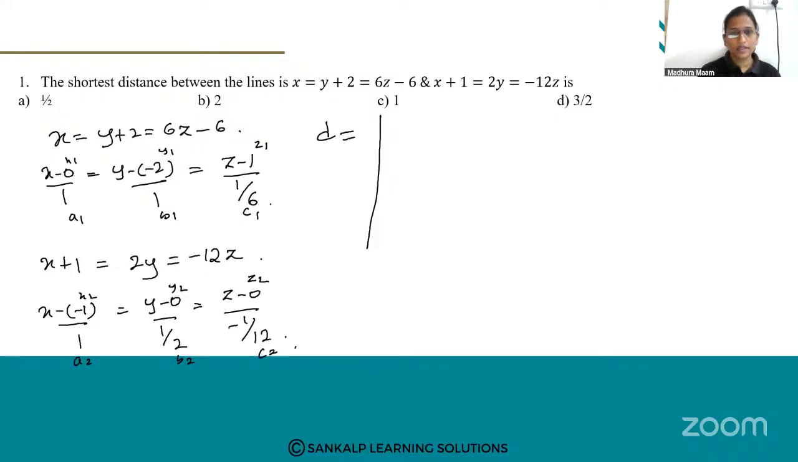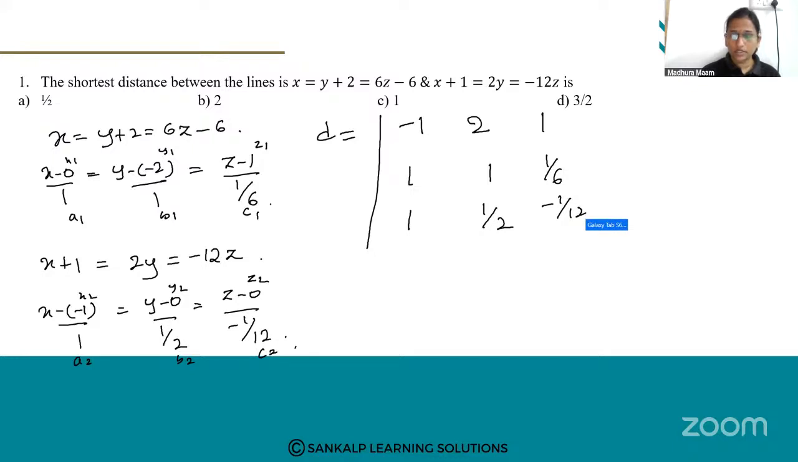Okay. So I'll write here directly. I hope you know the formula. First row is x2 minus x1, y2 minus y1, z2 minus z1. Second row is a1, b1, c1. Third row is a2, b2, c2. So x2 minus x1. Minus 1 minus 0 is minus 1. y2 is 0. y1 is minus 2. So 0 minus of minus becomes plus. z2 is 0. z1 is minus 1. So 0 plus 1 is 1. Next, a1, b1, c1, a2, b2, c2.